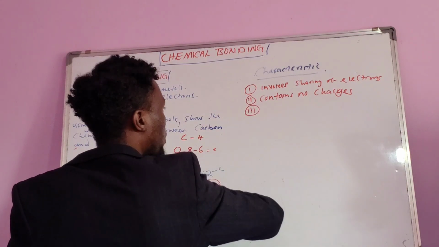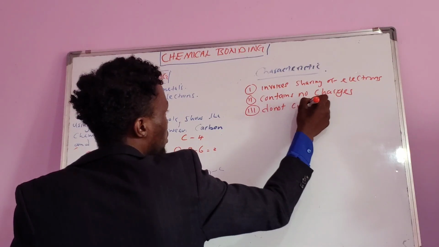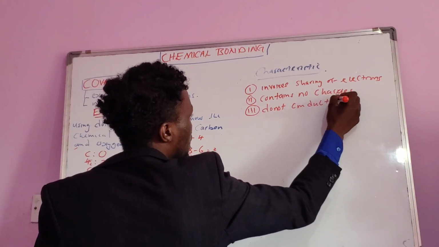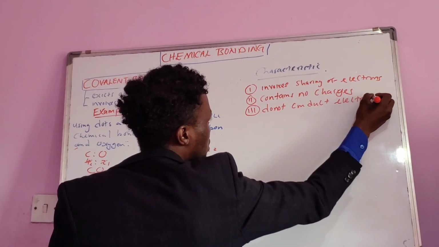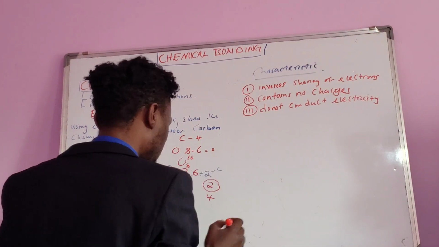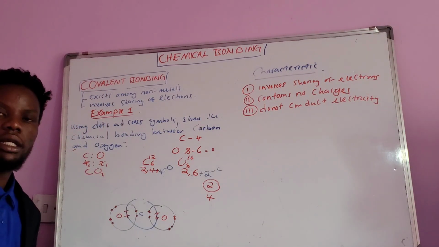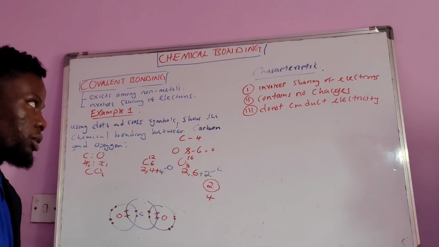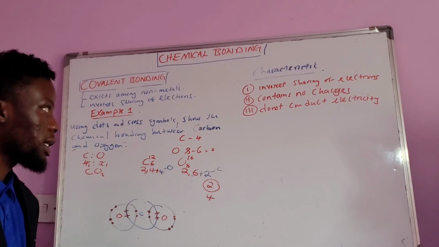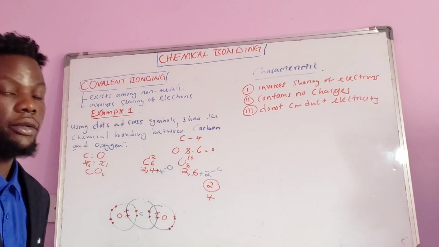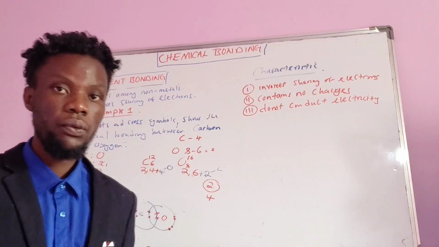Number 3, do not conduct electricity. So those are the 3 main characteristics of covalent bonding. The first one is involves sharing of electrons. The second one is contains no charges, third, do not conduct electricity, and you can also add on exists among non-metals.